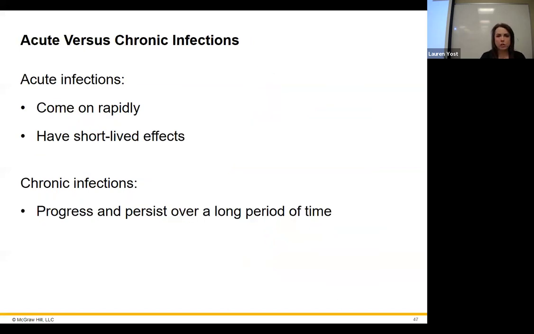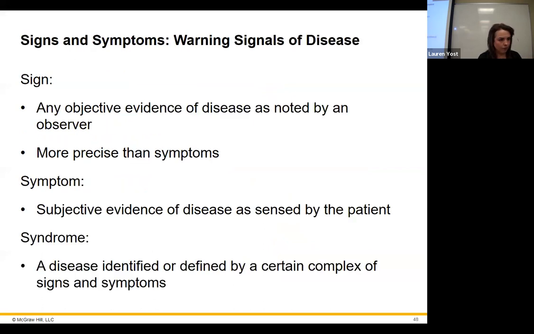Okay, so acute infections and chronic, if you don't know, acute infections usually come on quickly. They usually have stronger, more obvious symptoms associated with them, signs and symptoms, and they have short-lived effects, so they just last less time. Chronic infections usually have a more muted sign and symptom response, and they last for longer and take a long time to build up typically.